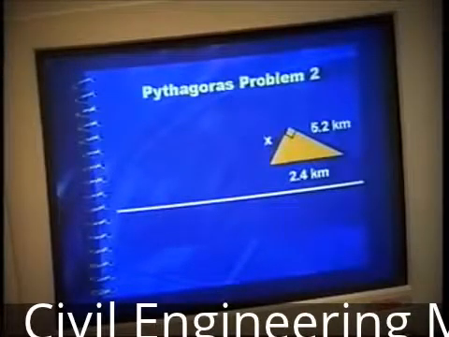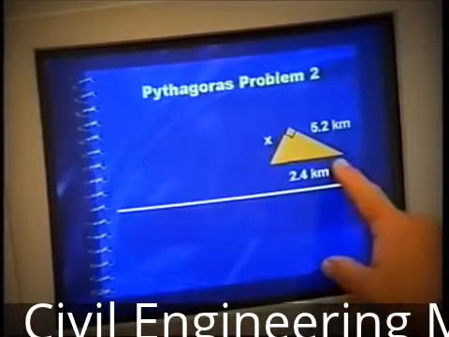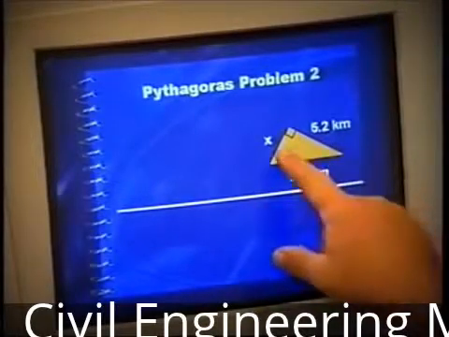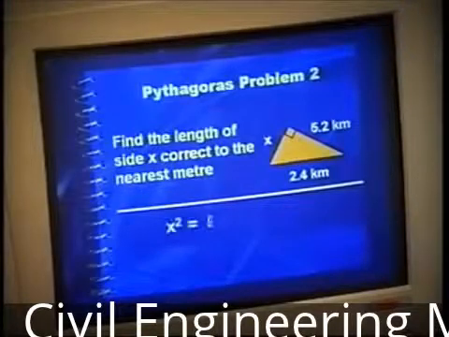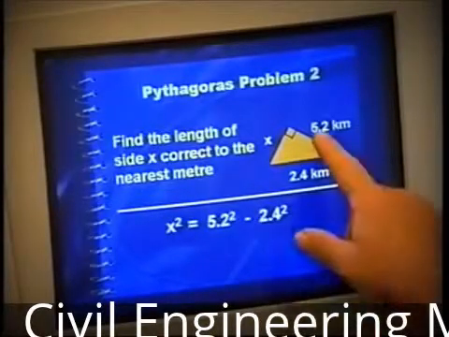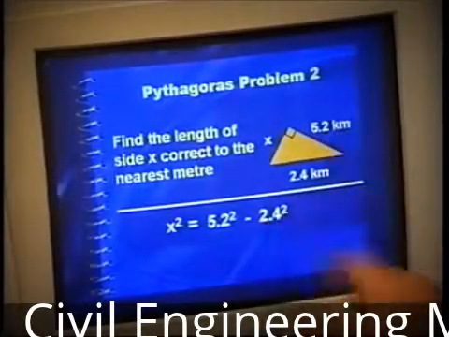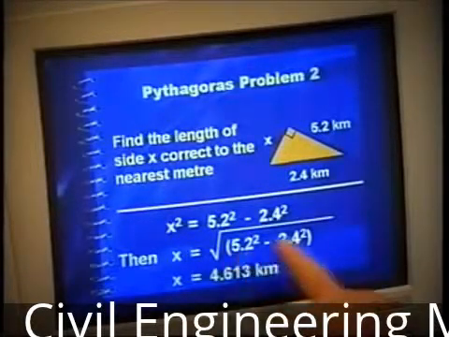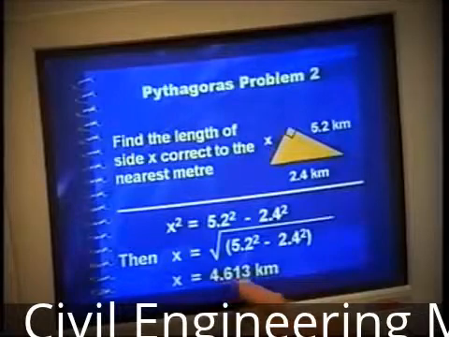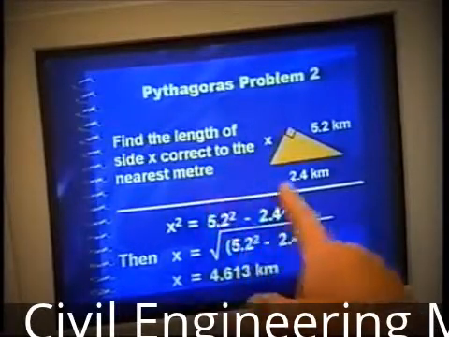Slightly more difficult problem here. Here the hypotenuse is known as 2.4, and we have to find that particular side, so we have to do a subtraction. When you do the subtraction, 5.2 squared, subtract 2.4 squared, put it in the calculator, make sure you use the brackets, and round it to the nearest meter in this particular case.